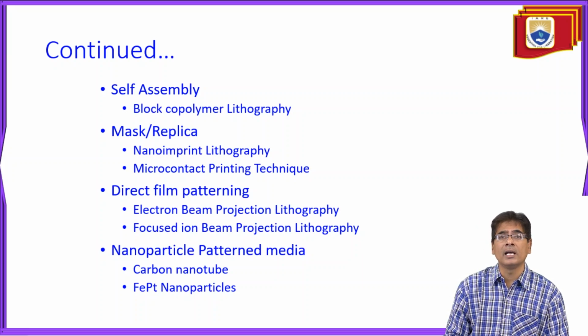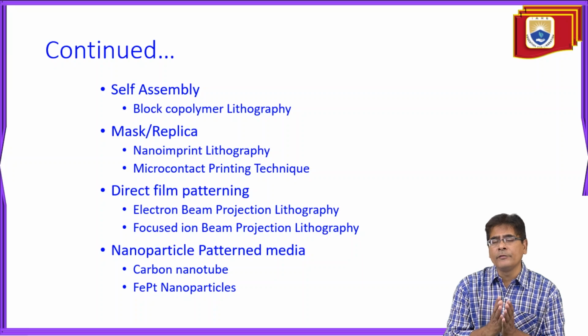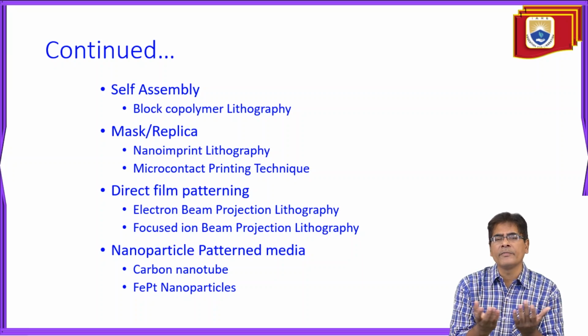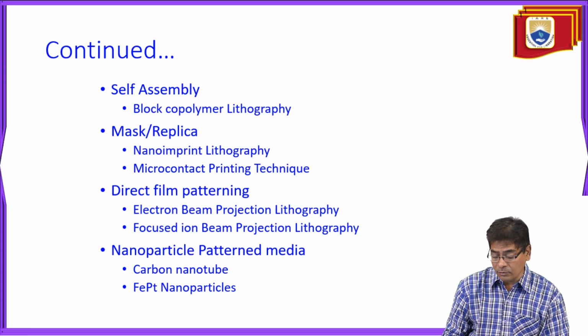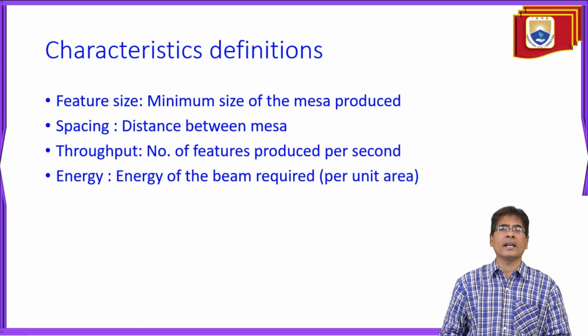So how they will be fabricated, what is the patterning condition, and suppose we need a mask. If we put a mask on any particular substrate, based upon the mask structure, patterning can also be done. That is nanoimprint lithography and microcontact printing technique, right? And what are the characteristics definitions?